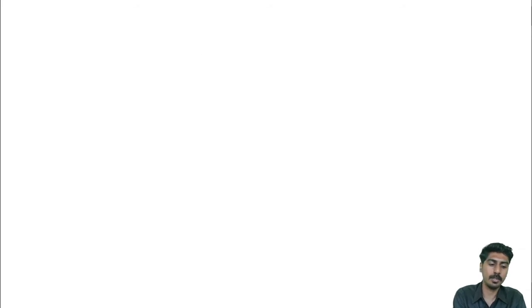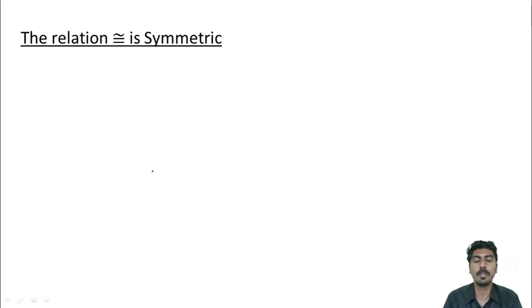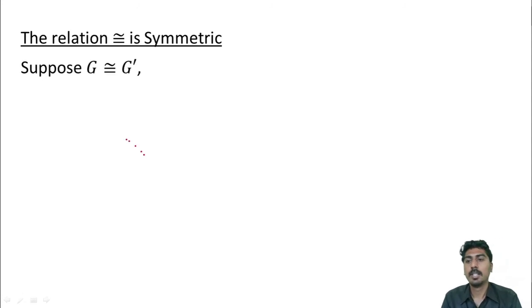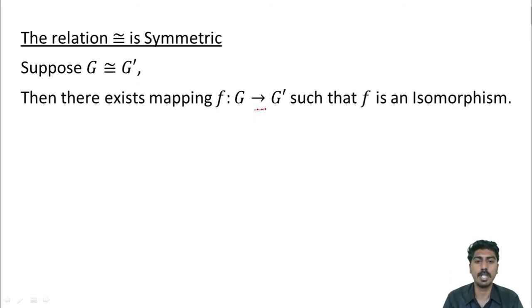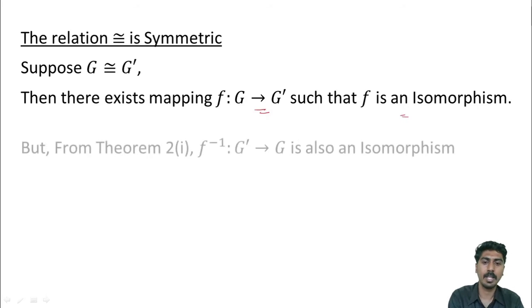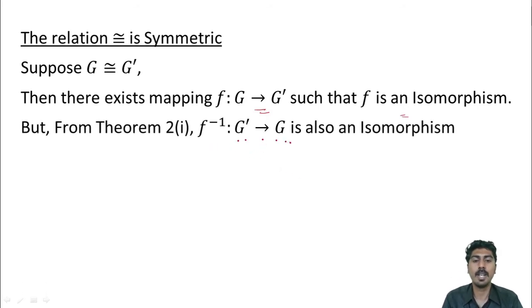Next, to show that the relation isomorphism is a symmetric relation, suppose G is isomorphic to a group G', then there exists a mapping f from G to G' such that f is an isomorphism. We have already shown that if f is an isomorphism, f inverse from G' to G is also an isomorphism. So G' is isomorphic to G. This proves that isomorphism is a symmetric relation.